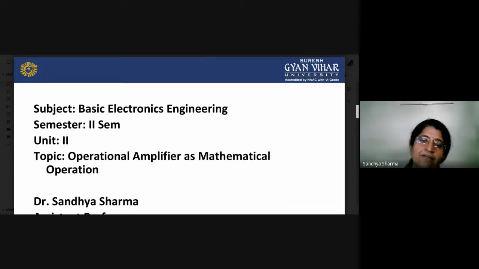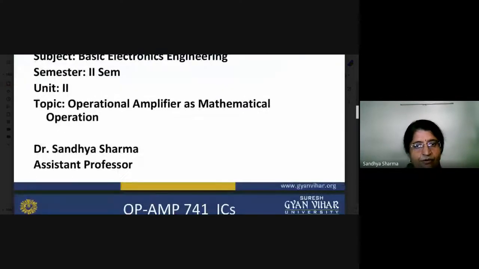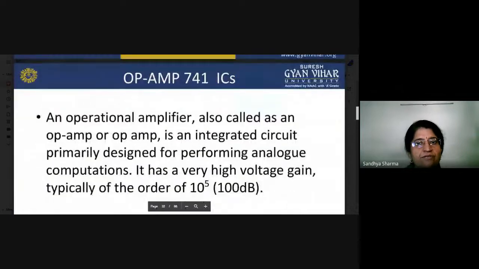In the last lecture, we also saw the linear ICs and digital ICs. Today we will discuss how the operational amplifier works as an integrated circuit. First of all, we will see the op-amp 741. The 741 is an integrated circuit of the operational amplifier, and it is a very common IC used for performing mathematical operations. First we will see what the 741 is and why it is so popular in the market.